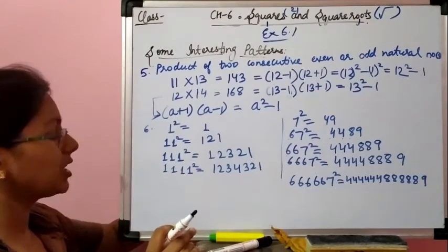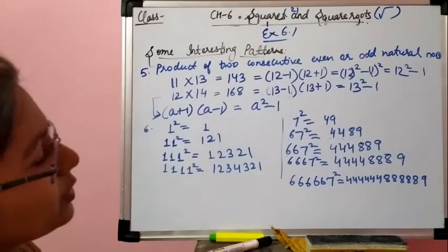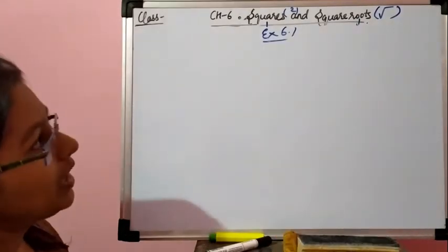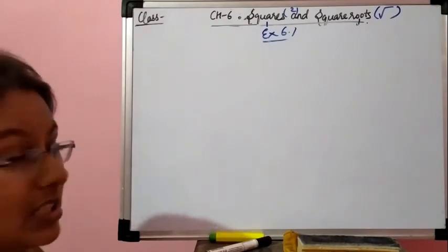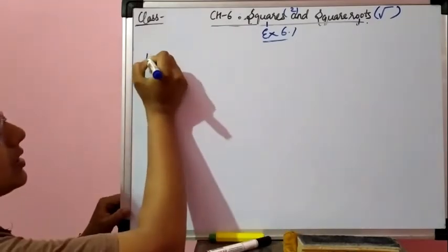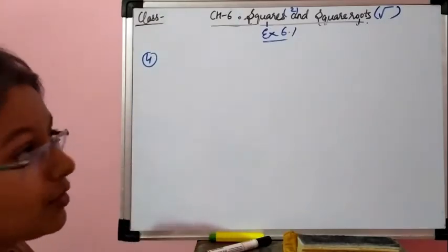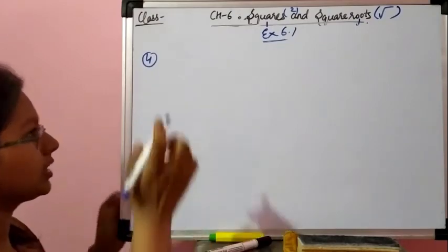Now I think we have discussed enough patterns. Now we will do the questions of exercise 6.1 which are related to these patterns. Yesterday we did 3 questions of exercise 6.1. First, second and third we have discussed. Now let's start discussing question number 4. It's a very interesting one. We have to observe the given pattern and then find the missing digit.